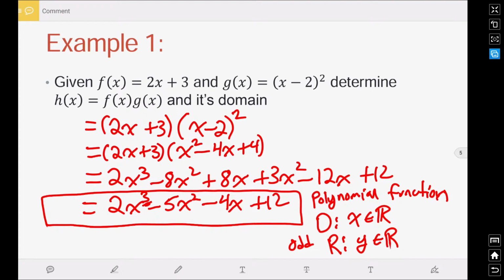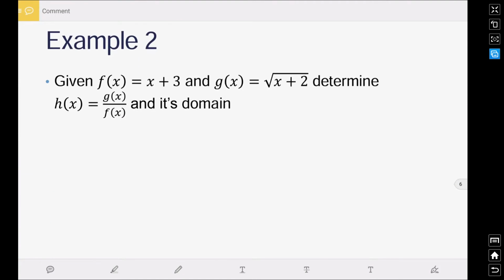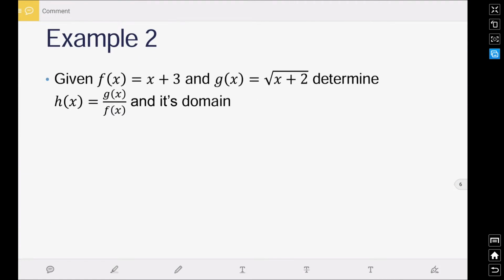All right, let's go to the next example. Example 2. So here's a slightly different problem. We have two functions, f of x and g of x. f of x is x plus 3, g of x is square root of x plus 2, and we want to determine what is h of x, which is g of x divided by f of x, and what is its domain.